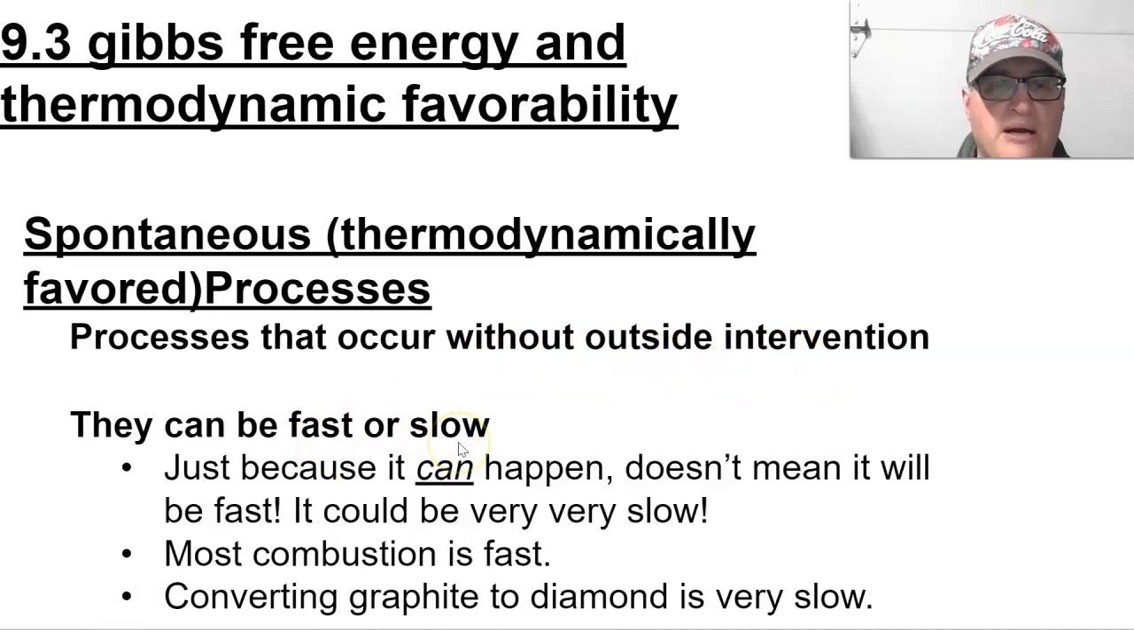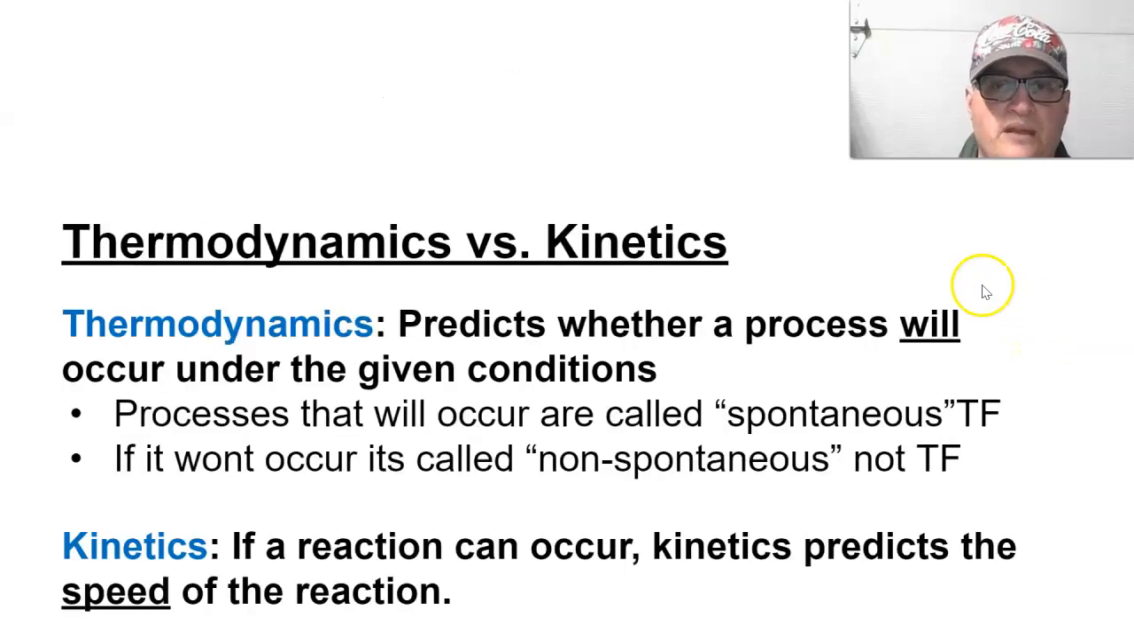Fast or slow, doesn't talk about rate at all. Just because it can happen, it could be super slow, could be super fast. As you know, most combustion is fast, graphite to diamond, super slow, although both occur on their own. So we have this idea of kinetics and thermodynamics. Thermodynamics will tell us, will it occur at the given conditions? If it does, spontaneous, there's the TFs, thermodynamically favorable. If it won't, not spontaneous or non. Kinetics tell us the speed of the reaction.